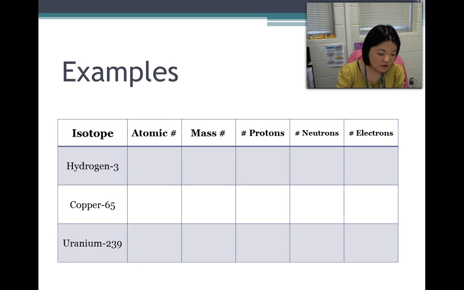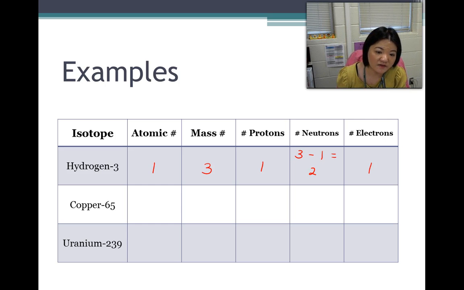Alright, so let's look at these examples here. Hydrogen 3, that means the mass is 3. Okay? The atomic number of hydrogen is 1. Notice that we are going to now ignore the atomic mass because right here the given tells you that the mass number is 3. Okay? The number of protons is 1 and the number of electrons is also 1. Now we look at the number of neutrons. Okay? We are going to take the mass number, which is 3, subtract 1, and we get 2.